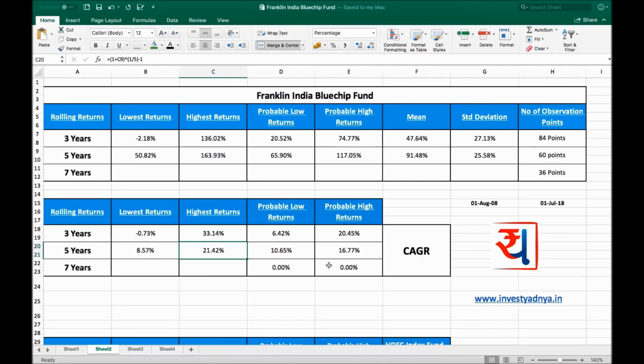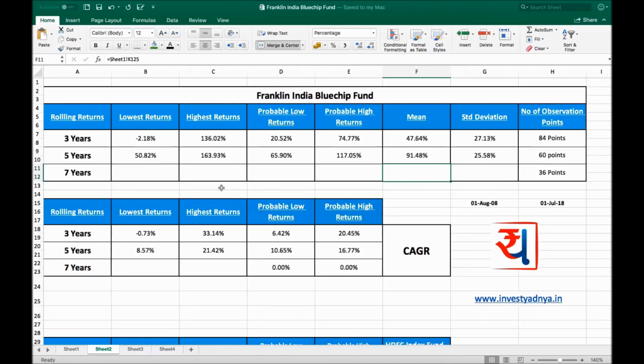The probable low returns this fund can give are 10.65% per annum over the period of next 5 years, and probable high returns this fund can give are 16.77% over the next 5 years. After this we'll go for the 7 years rolling return category. Here we are having 36 observation points.